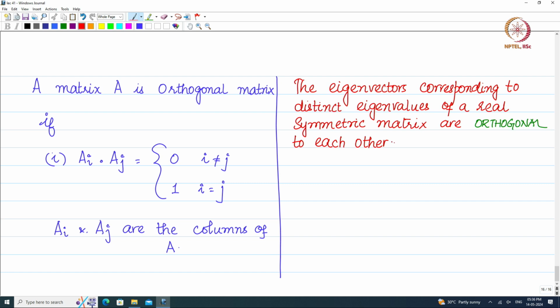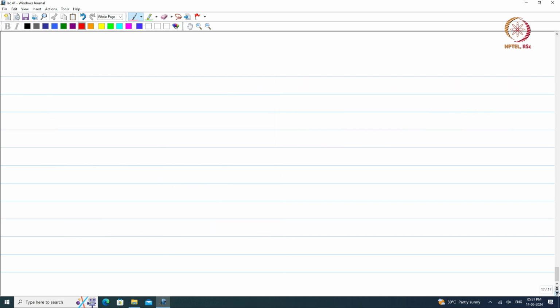Right. This is a very important property of real symmetric matrices with distinct eigenvalues, in the sense that it actually helps us choose a new basis for our column space, in terms of the orthogonal eigenvectors. So let us prove this. Let us prove that these two are actually the same. Okay, let us look at this.